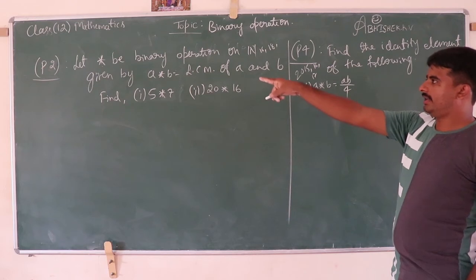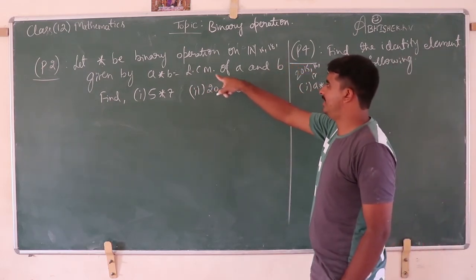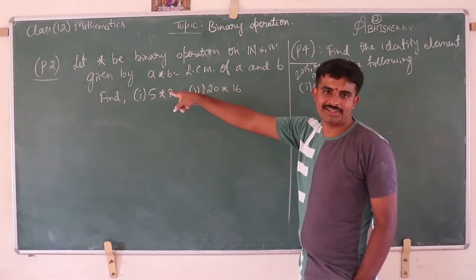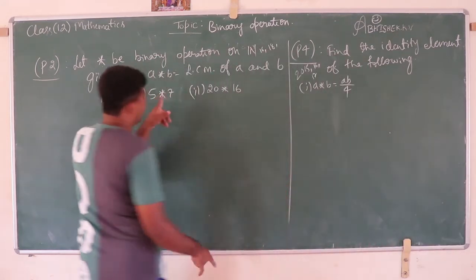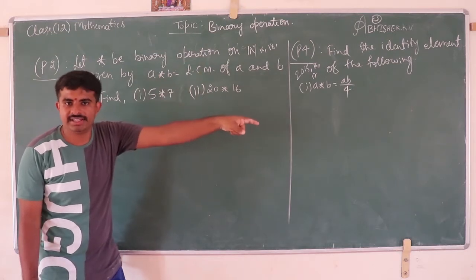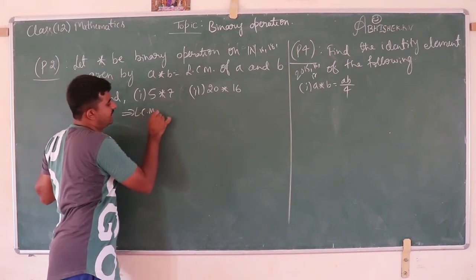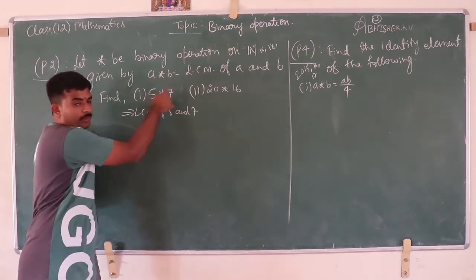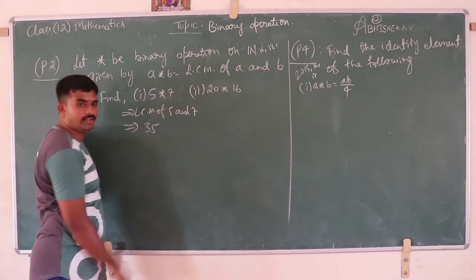Let's start with a binary operation on the set of natural numbers given by a star b is equal to LCM of a and b. Find 5 star 7. Here a star b is the LCM of a and b. So 5 star 7 implies LCM of 5 and 7. Since both are prime numbers, LCM of 5 and 7 is 5 sevens are 35.